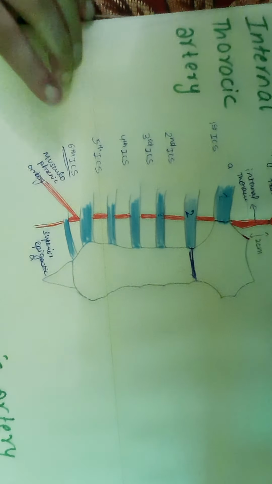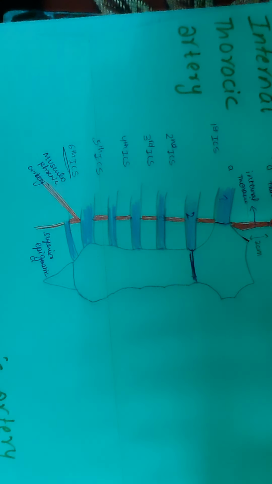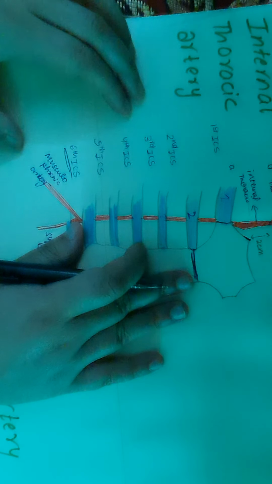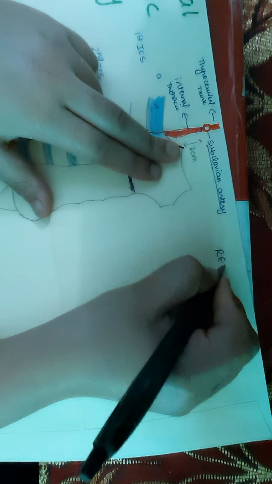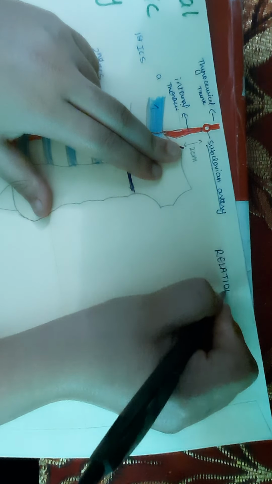Now remember one thing, this is the major topic. You need to understand the relations of the internal thoracic artery. So we'll just see the relations of the internal thoracic artery.